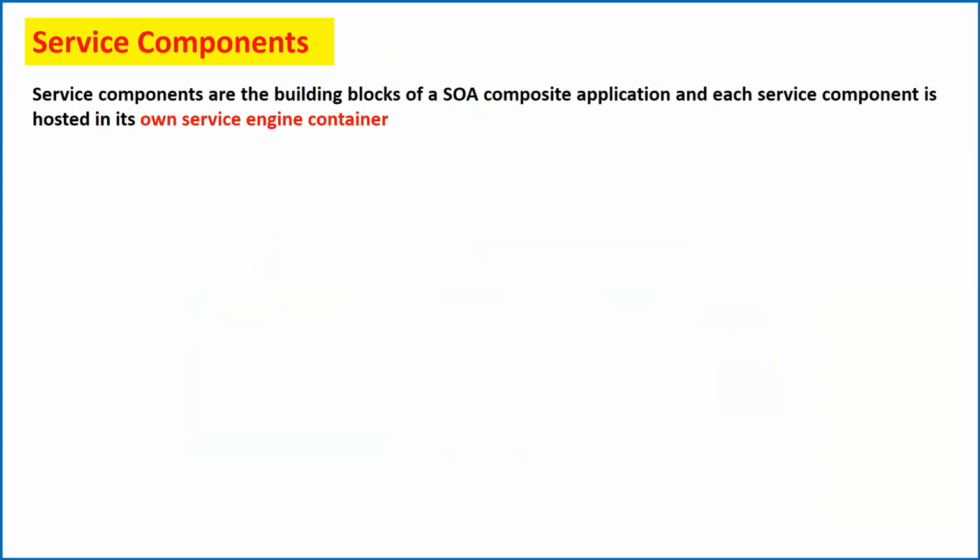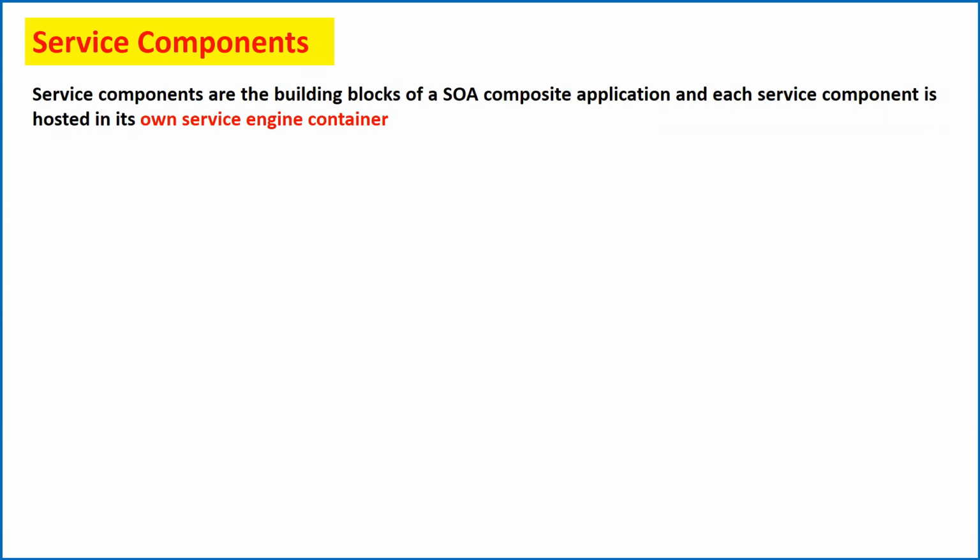So service components are the building blocks of an SOA composite application, and each service component is hosted in its own service engine container. The key components we discussed in SOA are workflow, business rules, mediator, and BPEL, right? All of these are associated with a service engine. If I'm saying workflow, then you will have a workflow engine. If I'm saying BPEL, then you have a BPEL engine. If I'm saying business rule, then you have a business rule engine.